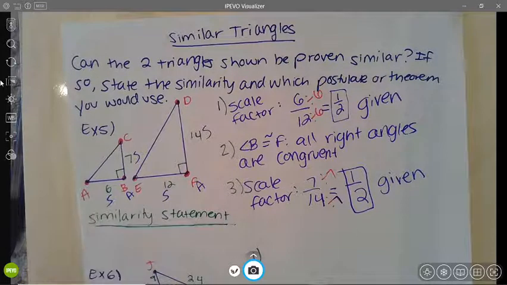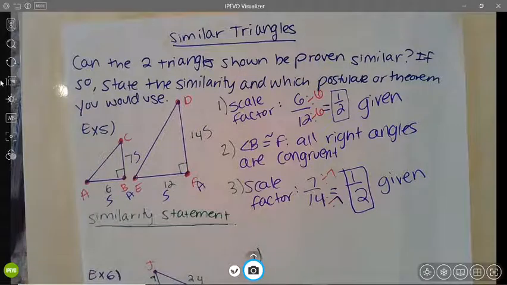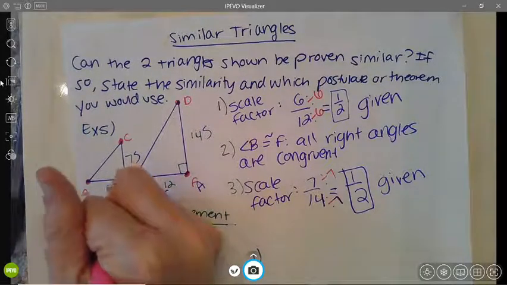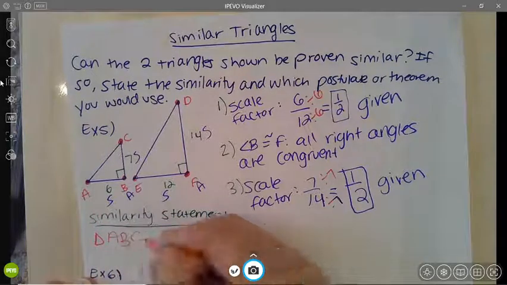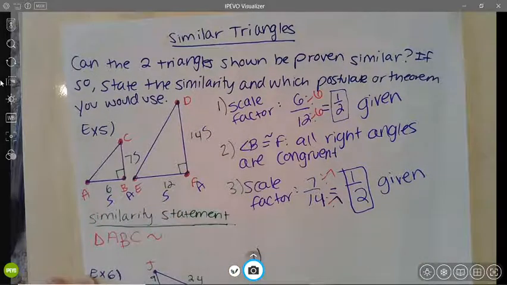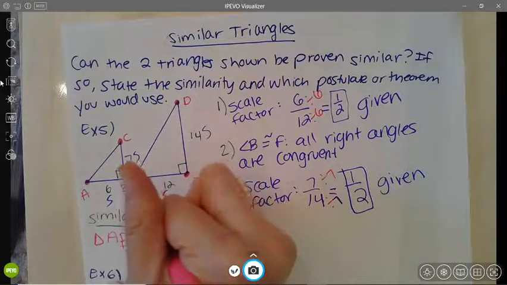Okay, so again, when we write our similarity statement, we must write it in a very specific order so that we know the corresponding sides and angles between the two similar figures. Okay, so I'm going to say triangle ABC. This time I'm going to write similar, so I'm just going to do a tilde. Sorry, I know my B looks really embarrassing, so hopefully your B looks better. So triangle ABC is similar to triangle.